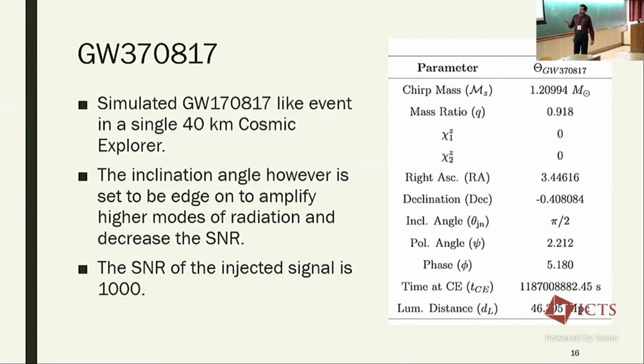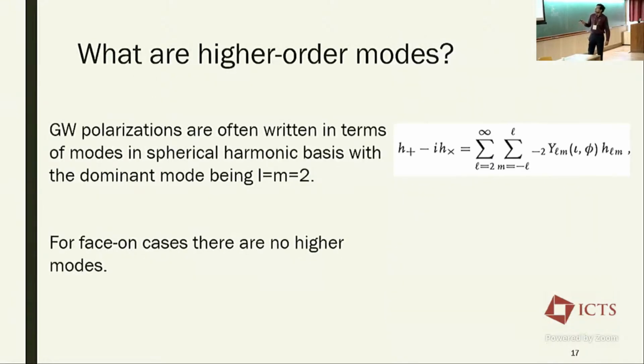So first I'll explain what higher order modes are. In post-Newtonian theory, the gravitational waveform can be decomposed in terms of spherical harmonics, and this is Y_lm, with the inclination and the phase. Now, if the inclination is 0, we only have the 2-2 mode. But for pi by 2, we will have all the modes.